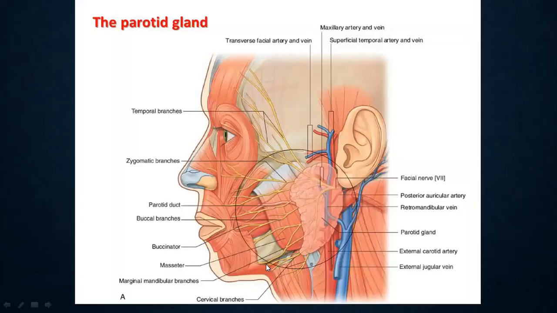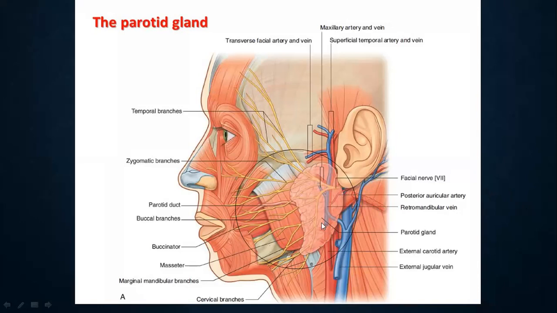Here is your circle showing the parotid region. You can see the circle here. This full circle is the parotid region. In this region, you can see the parotid salivary gland. You can see the masseter muscle. You can see the end part of the facial nerve, which immediately divides into various branches. You can see the retromandibular vein. You can see part of the external jugular vein, and other structures which are present in the parotid region.